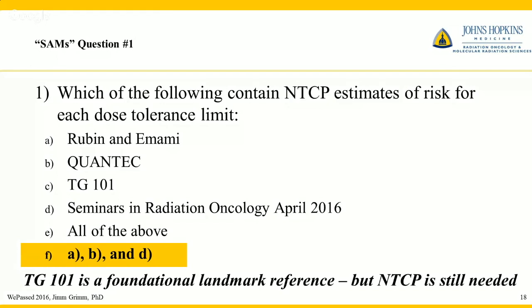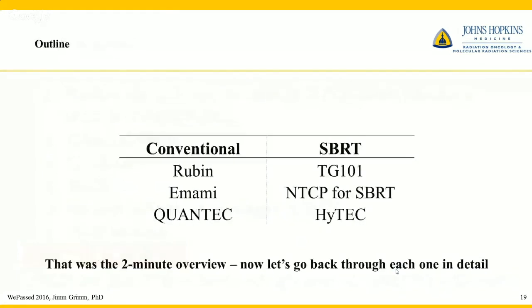There we go. Yes, so the correct answer is F, A, B, and D. TG101 is revolutionary, foundational, landmark reference, but it's expert opinion. It doesn't have the estimates of risk for each dose tolerance limit. So that is still needed, the validation from clinical data, which is being done through RTOG and NRG trials, and we're doing it with institutions' own data. I'll show you all kinds of examples.